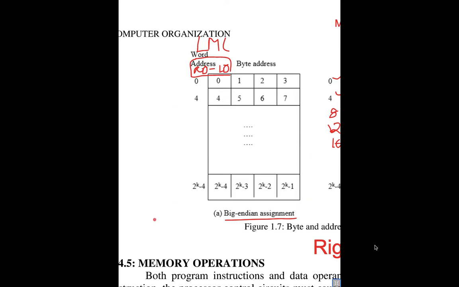And suppose I'm going to keep my data in the last, that means the rightmost location 10. If I keep the data like this, then we will say it is little endian. These are the only two differences.